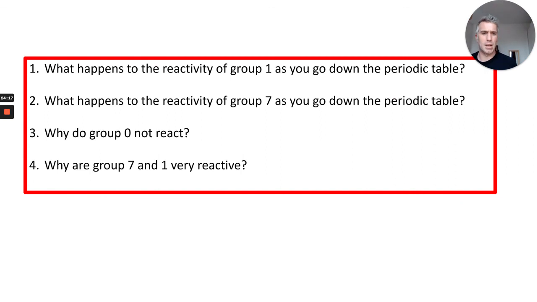Okay, we can't finish without doing a few more questions. What happens to the reactivity of group 1 as you go down the periodic table? What happens to the reactivity of group 7 as you go down the periodic table? Why do group 0 not react? And why are group 7 and group 1 very reactive? I'll give you the answers in just a moment. So either pause the video and have a go, or I don't, but you should.